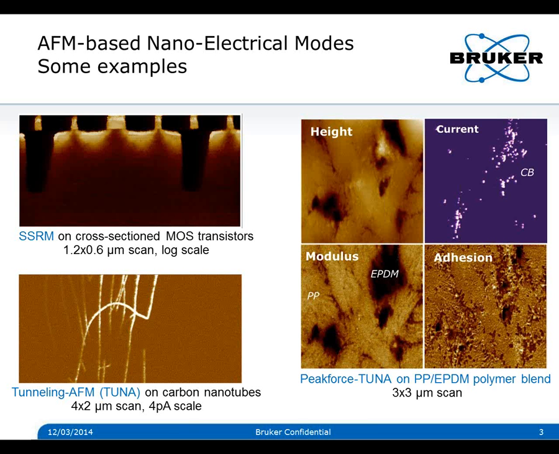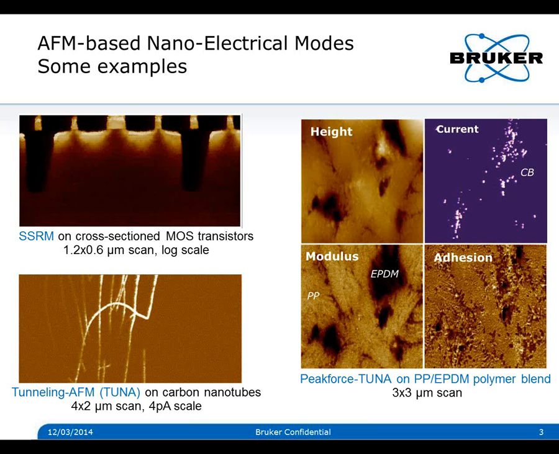That's what's happening here. The height image and the current image are collected at the same time, and the current is collected while the tip is having that intermittent contact. The spots we see are carbon black nanoparticles that are embedded in that polymer blend.